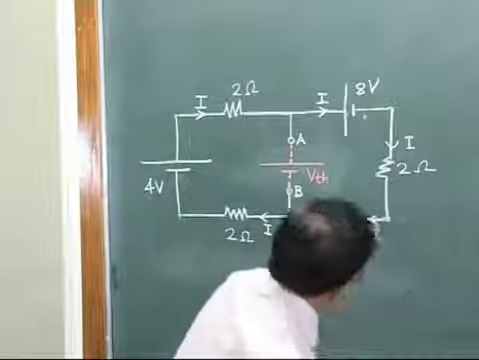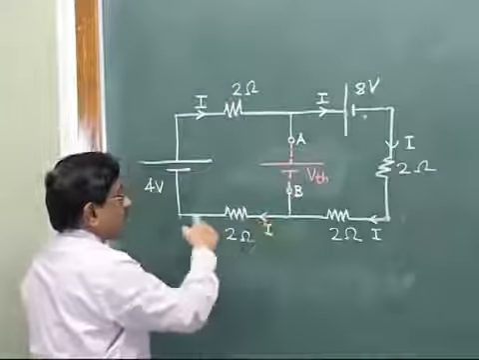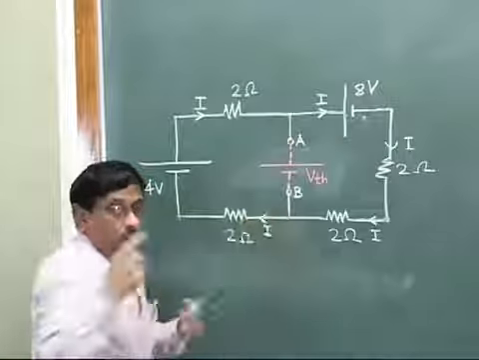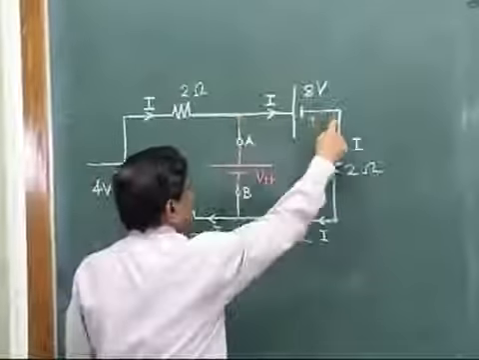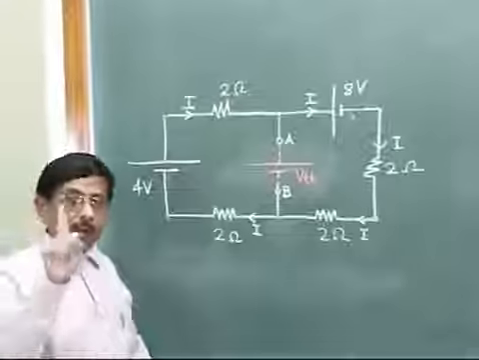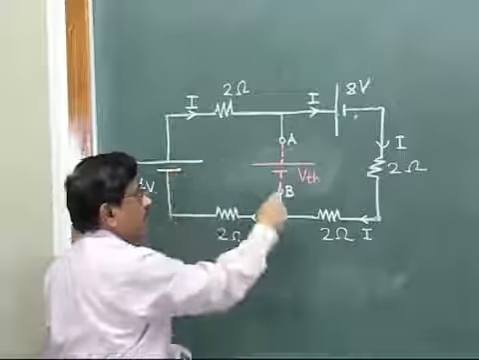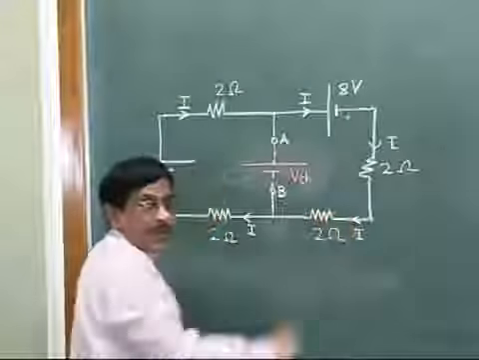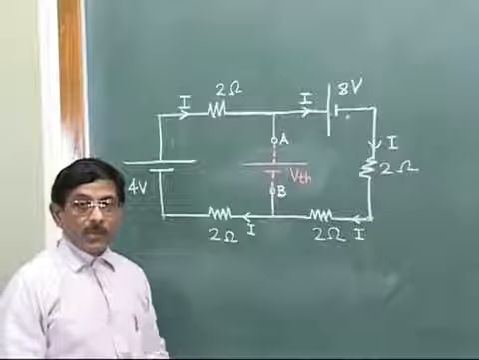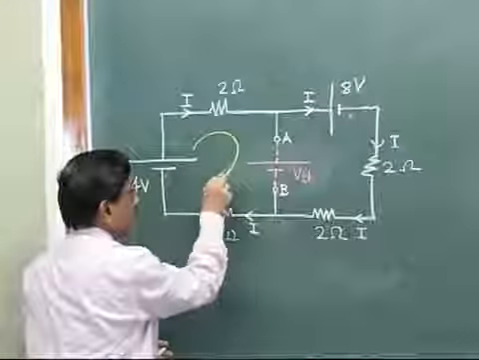So let us look at the figure. I can consider this particular loop, it will contain VTH. Or I can consider this second one, it will contain VTH. But how many loops do we have to consider? Only one, any one. Either you consider this left side loop, or you consider this right side loop. Any loop you consider must give you the same answer for VTH. Suppose we consider this left loop.